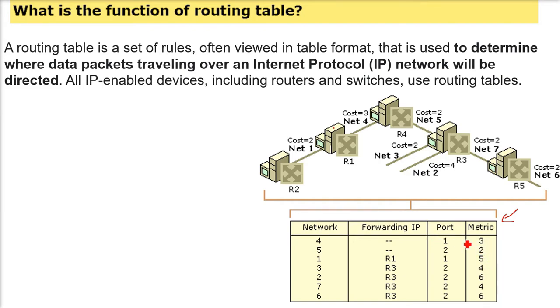So this routing table is a set of rules, often viewed in table format, which you see here also, that is used to determine where data packets traveling over an IP network will be directed. Because there are a number of options, but exactly where to send can be known only when you have statistics, when you have data with you, and that data or table is called the routing table.